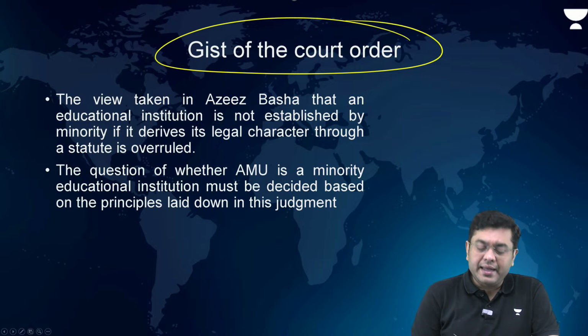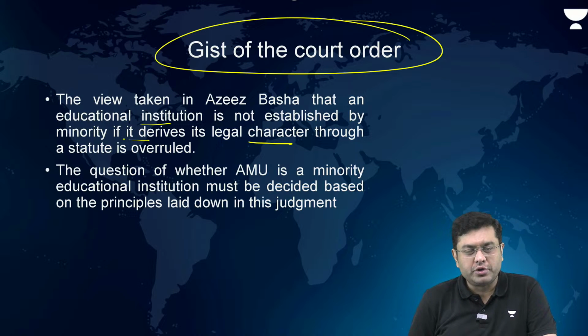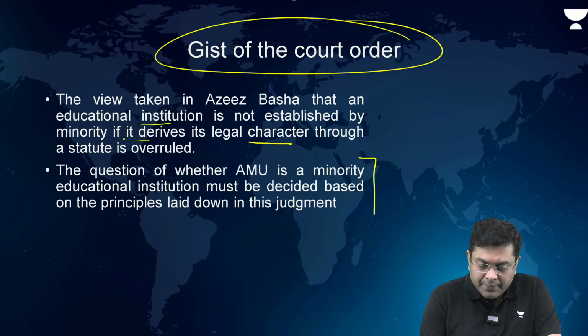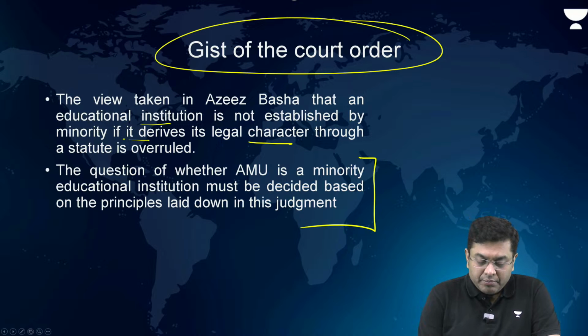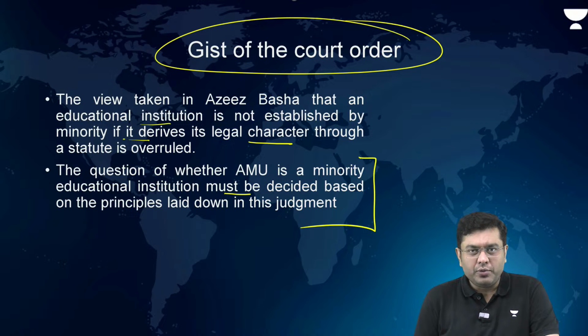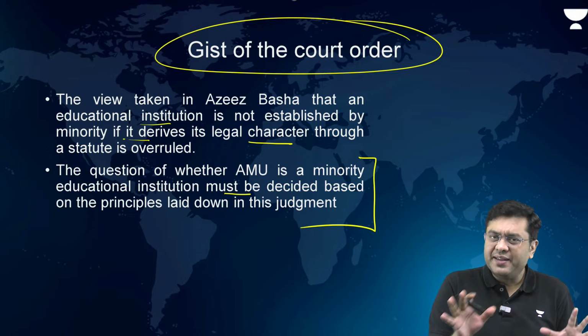The view taken in the Aziz Basha that an educational institution is not established by a minority if it derives its legal character through a statute is overturned. The question of whether AMU is a minority educational institution must be decided based upon the principles laid down by the judgment, by another bench. Okay? So I hope this topic is clear.